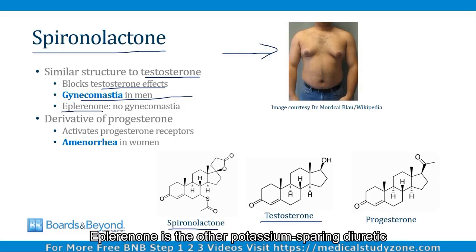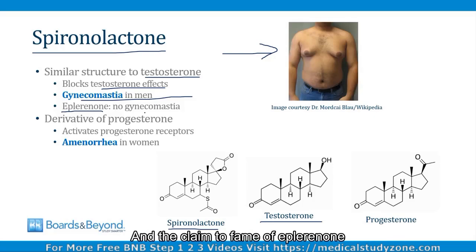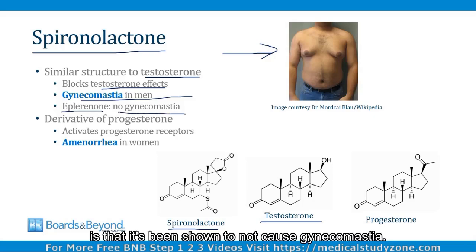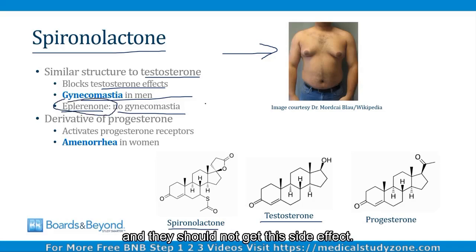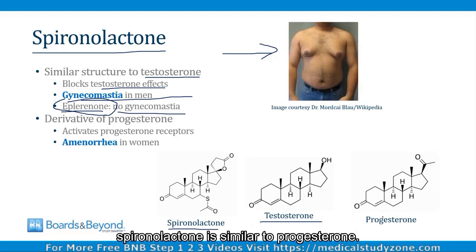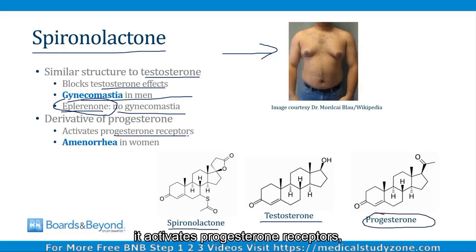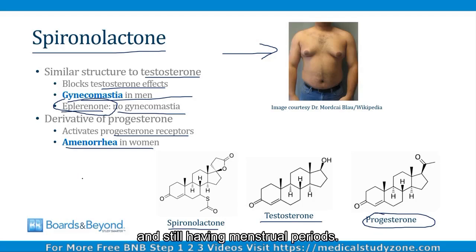Eplerenone is the other potassium-sparing diuretic besides spironolactone that inhibits aldosterone effects, and the claim to fame of eplerenone is that it's been shown to not cause gynecomastia. So in men taking spironolactone who develop gynecomastia, you can switch them to eplerenone and they should not get this side effect. In addition to having a similar structure to testosterone, spironolactone is similar to progesterone, and therefore if you give it to women, it activates progesterone receptors, and this can cause amenorrhea if you give this to women who are of childbearing age and still having menstrual periods.